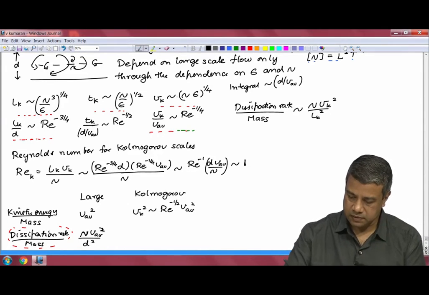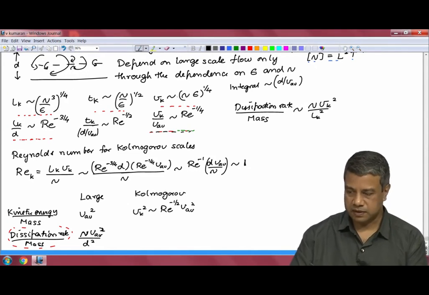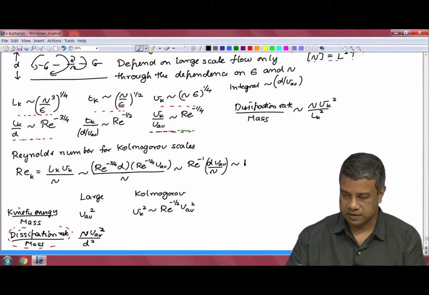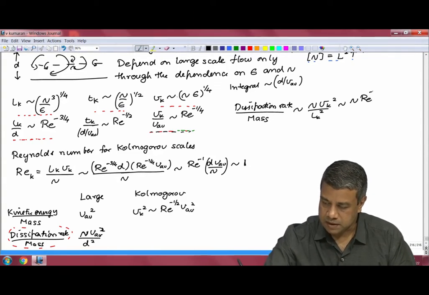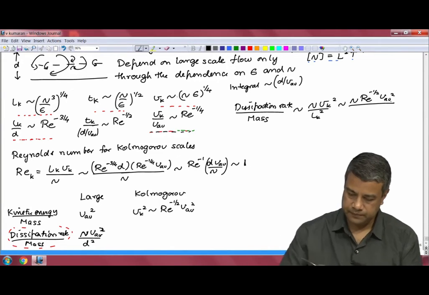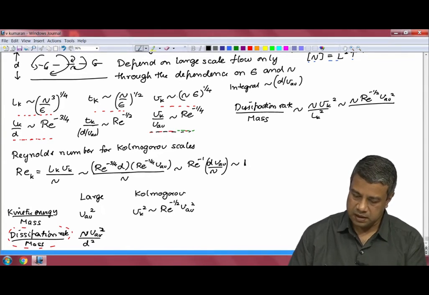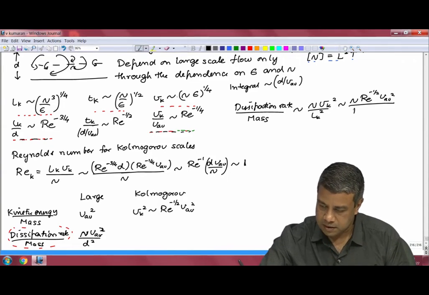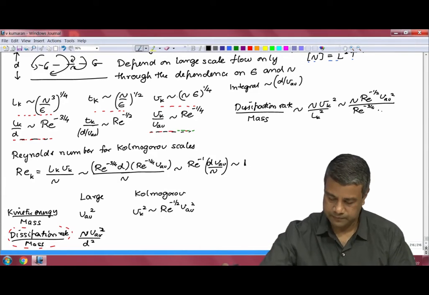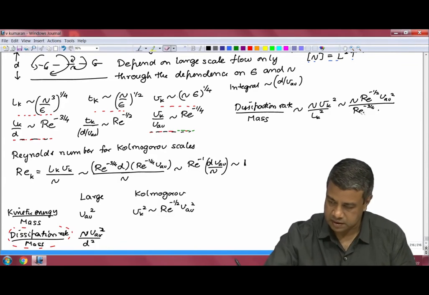And V_k is equal to Re^(-1/4) times V average. Okay. So, it is equal to nu Re^(-1/2) V average squared. Okay. And L_k is Re^(-3/4) times d. Okay. So, I will get by Re^(-3/2) times d squared. Okay.